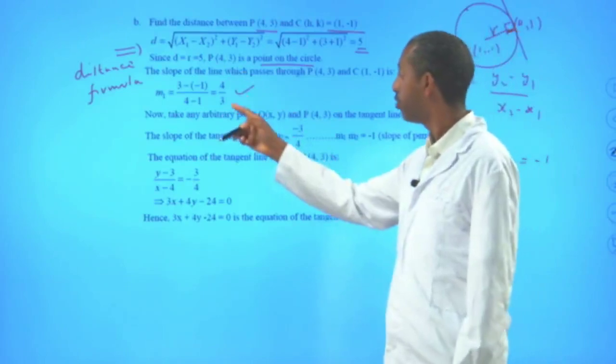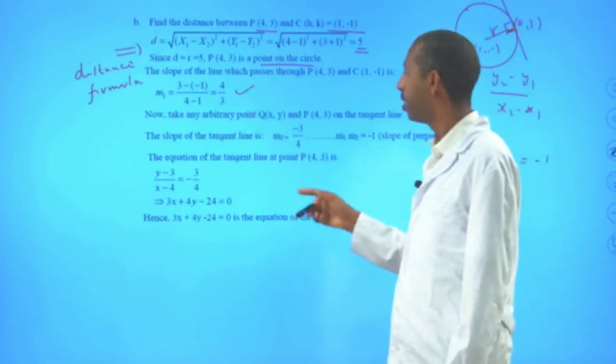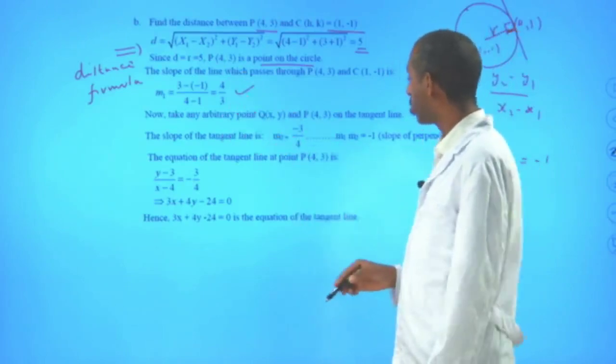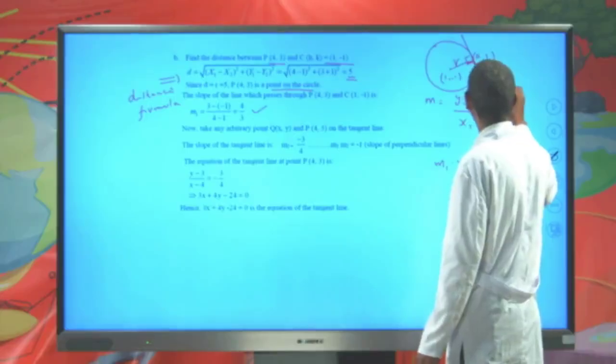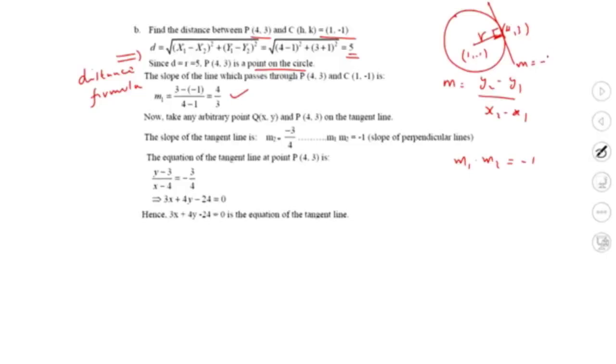So the reciprocal of 4 over 3 is 3 over 4. Then multiply it by -1. So the gradient of the tangent line, m of the tangent line, is -3 over 4. If you want, you may also use this calculation. It still gives you the same answer, -3 over 4. So that's the gradient of the tangent line.